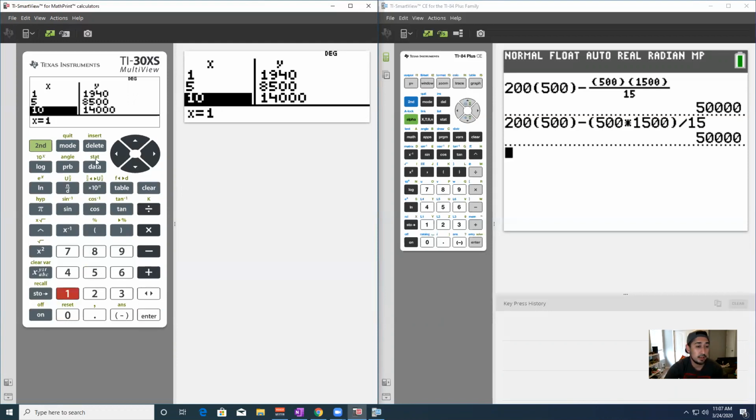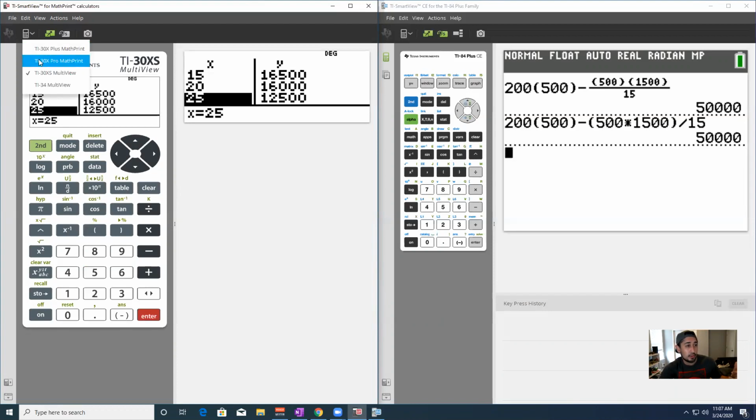And then 15, I'll go back up and overwrite. 15, enter, 16,500. And then type in 20, 16,000. And type in 25, 12,500. There we go. Okay, so that's how we do it on the TI-30.